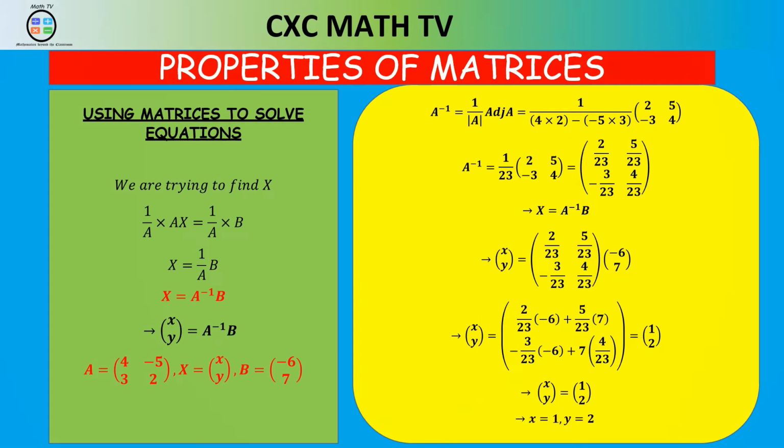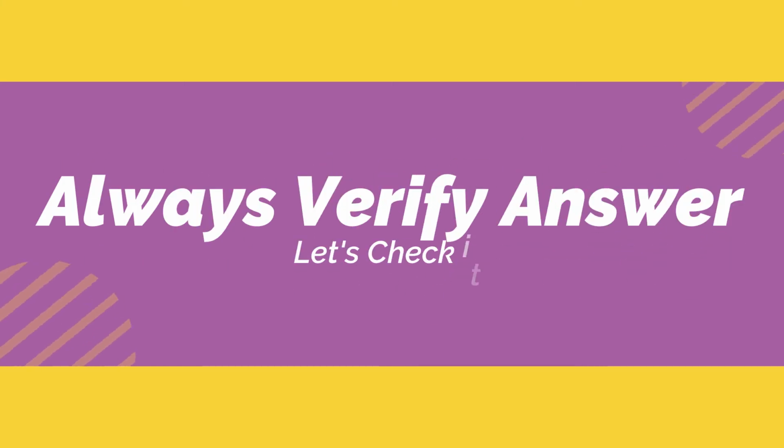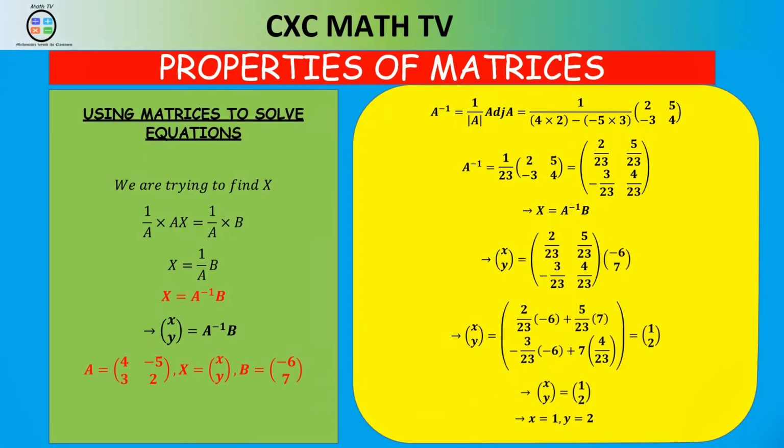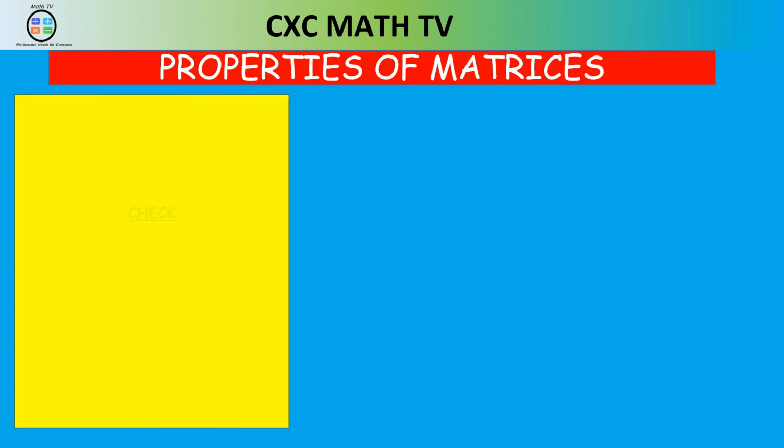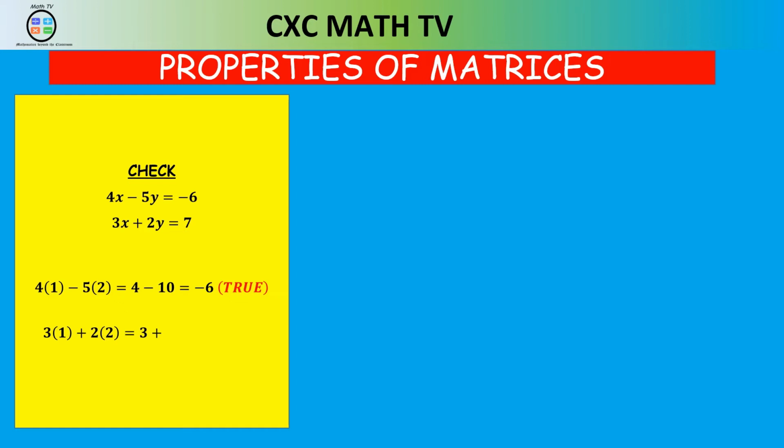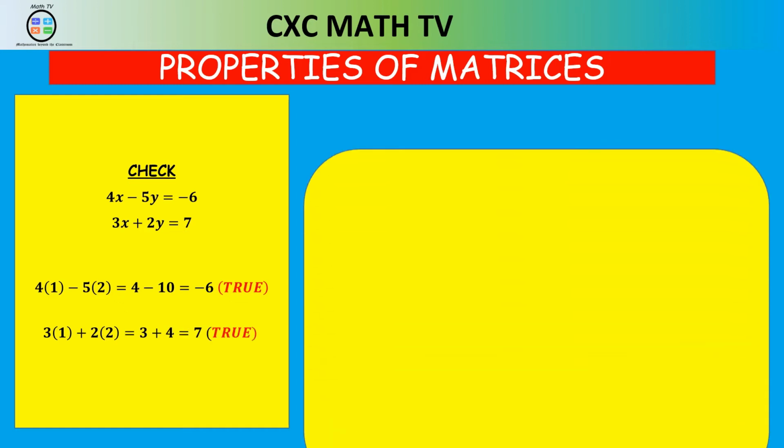And so you can go ahead and check it. Check it and see if x is 1 and y is 2 in the equation. 4 times 1 minus 5 times 2, that's 4 minus 10, which is negative 6. But that is the first equation, so it is true. Now check to see if when we put in 1 and 2 in the second equation, we get 7. 3 times 1 plus 2 times 2, that's 3 plus 4, which is 7. The equation is true. Nice.